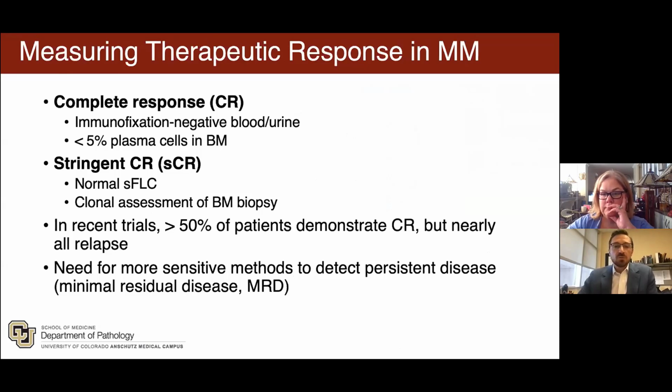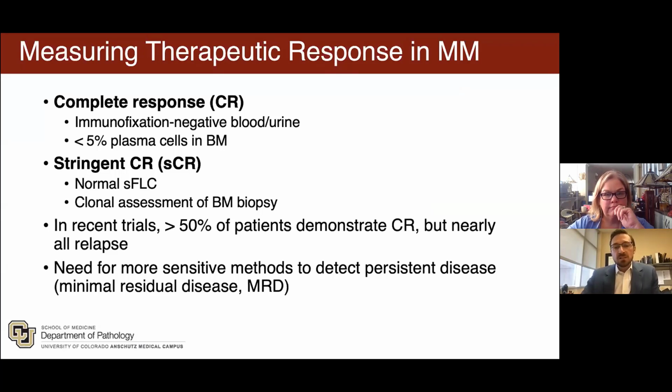However, there's a huge problem with this, and that has been what we have been calling a complete response. If you take this method that we just talked about, immunofixation, and you use that as the defining feature, you can dictate when a patient has become negative for a monoclonal protein in the blood and the urine because you can't see it anymore.